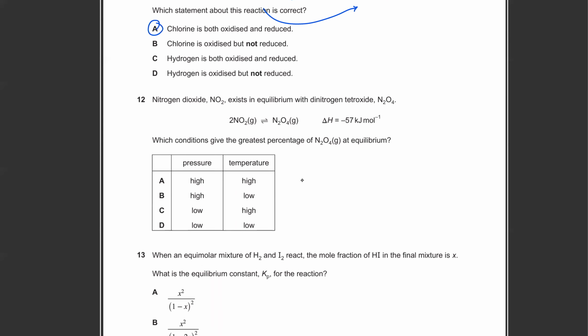As the next one, you've got this enthalpy change. You want the equilibrium to shift to the right. How would you do that? Lower temperature and higher pressure. The exothermic reaction is favoured at lower temperature, and higher pressure favours the side with fewer gas moles, which is the forward side.